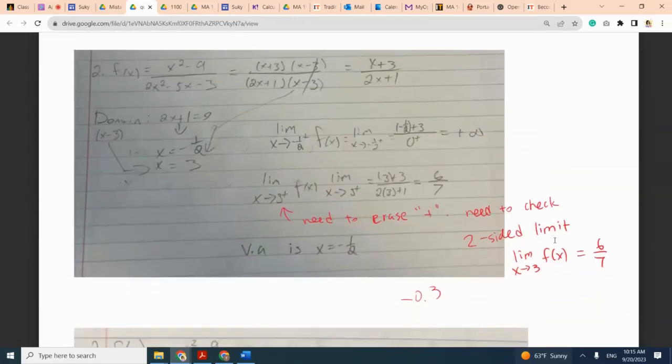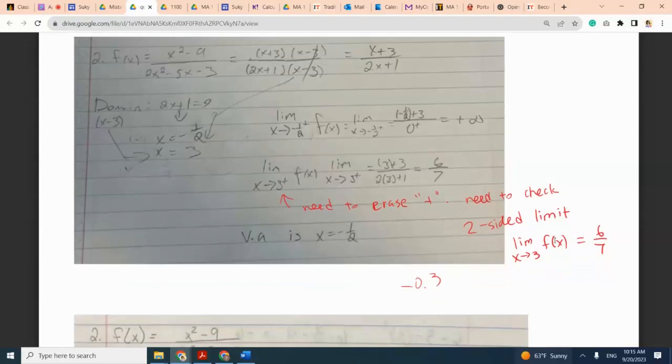And then here. So here, just go back and erase the plus. See? I make this mistake too. So go back and erase the plus. Then you have the two-sided limit.